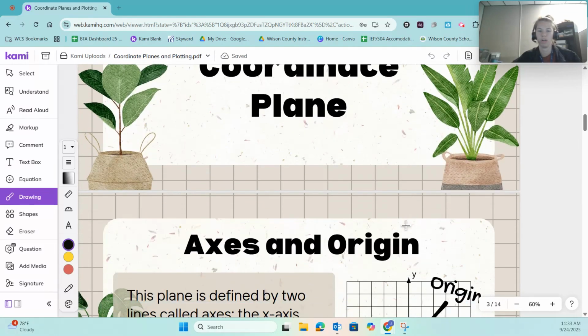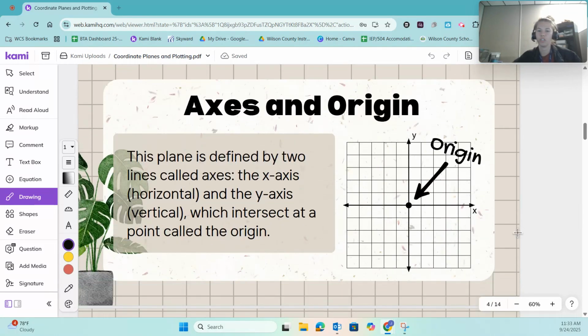First we're going to talk about the parts of the coordinate plane. The first two things are the axes and the origin. The axes are these perpendicular lines. The x-axis is this horizontal line that goes through the center, and the y-axis is the vertical line that goes through the center. The origin is the point where those two lines intersect. That is called the origin. And these things are very important when we get into plotting points and eventually lines and lots of other fun things.